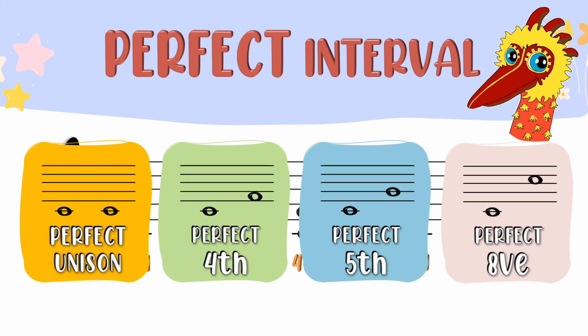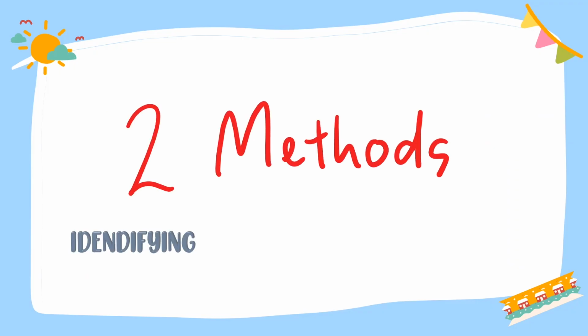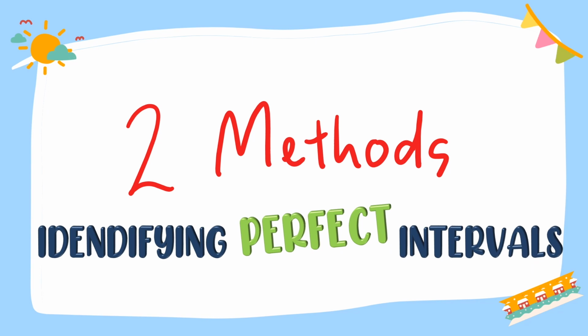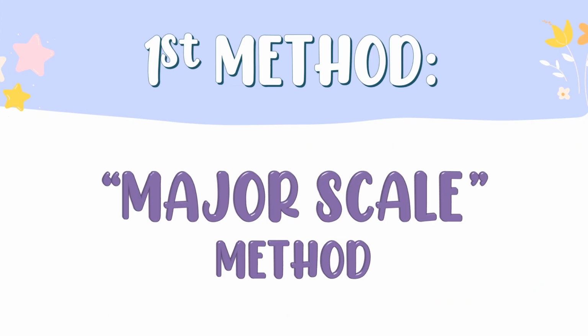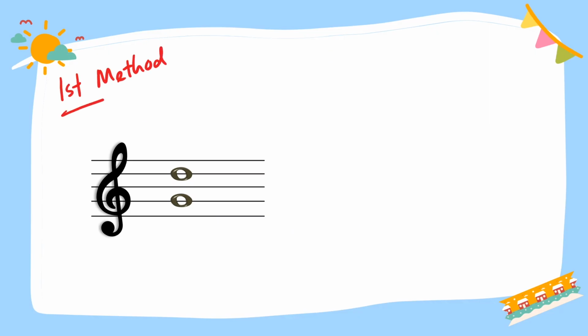Okie dokie! There are two methods in identifying the perfect intervals. First method, the major scale method. The major scale method involves thinking of the lower note of an interval as the tonic or the first degree of a major scale, and also to determine if the top note is in the major scale of that lower note. Let's start with this example.